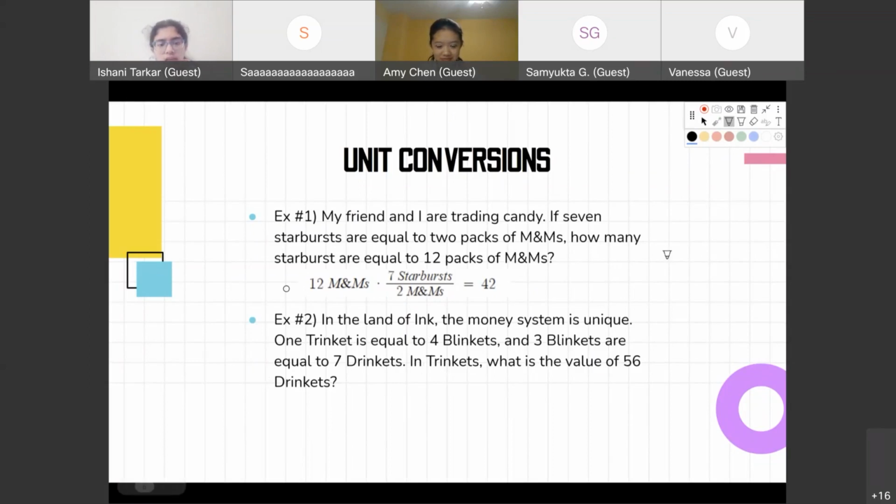So we know that we want to have trinkets in the numerator, right? And trinkets in the denominator, right? So you have one trinket, and we're just going to put it as T, which is equal to 4 blankets, right?